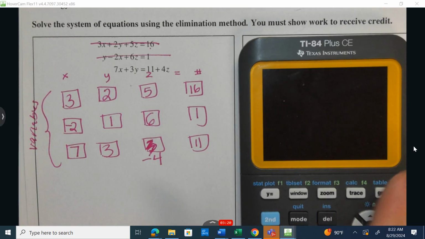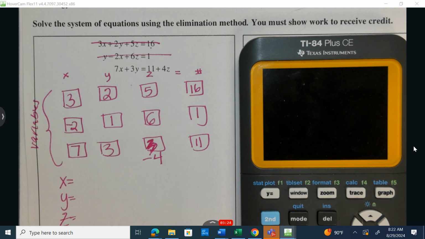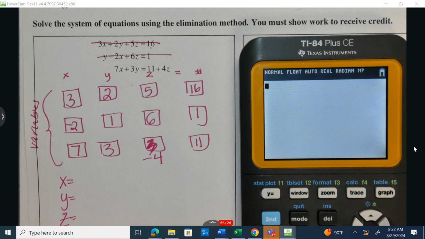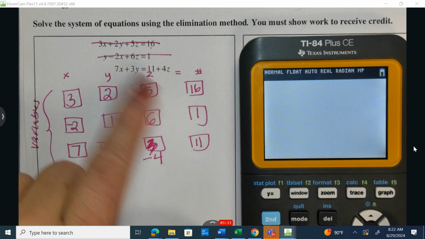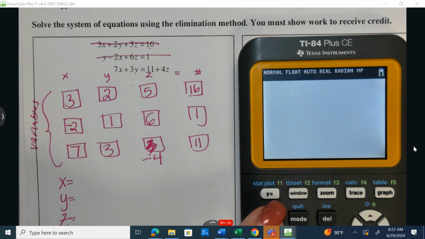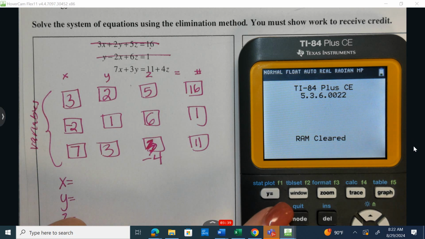All right, grab your calculator. Please write down X equals, Y equals, and Z equals. And our goal in doing all of this is to find out, is there a unique X, Y, and Z that I can plug into each one of these equations and the left side will equal the right side. So always second plus 7, 1, 2. We're going to clear the calculator. And we're following the directions that are on the board, but we have some slight changes.